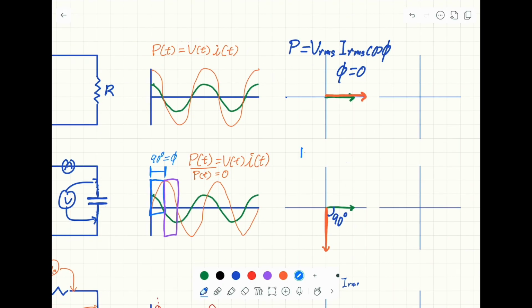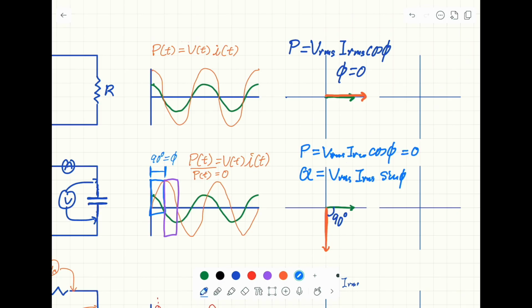So we can say P, the real power for the pure capacitor circuit, is V_rms I_rms cosine theta, and in our case theta is 90 degrees, so it is equal to 0. But we can also define another quantity, which is Q. Q is V_rms I_rms sine theta. In this particular case, theta equals 90 degrees, so this is non-zero.